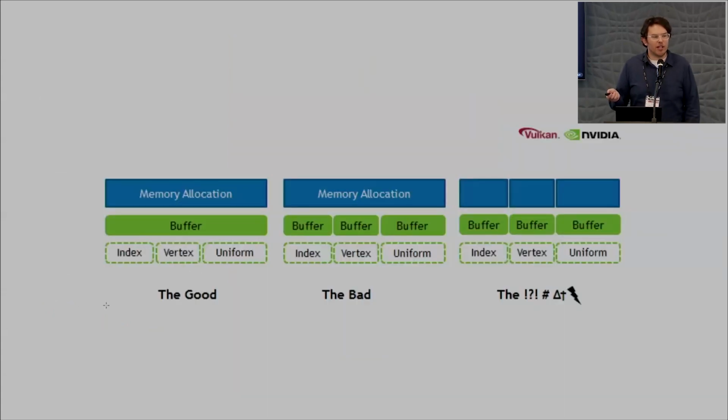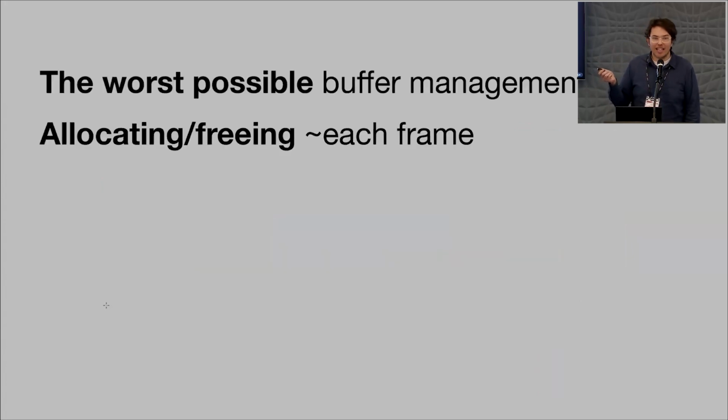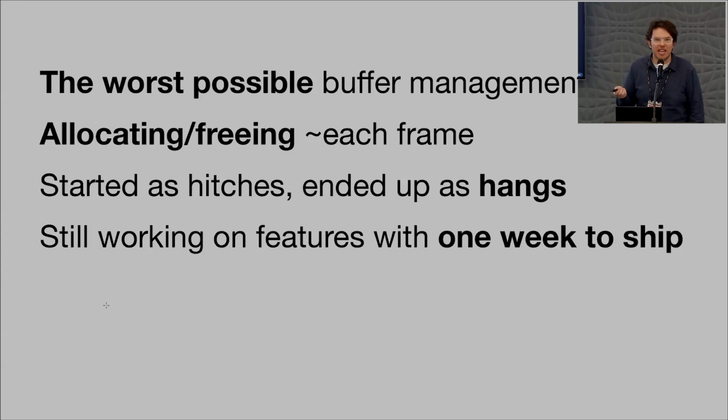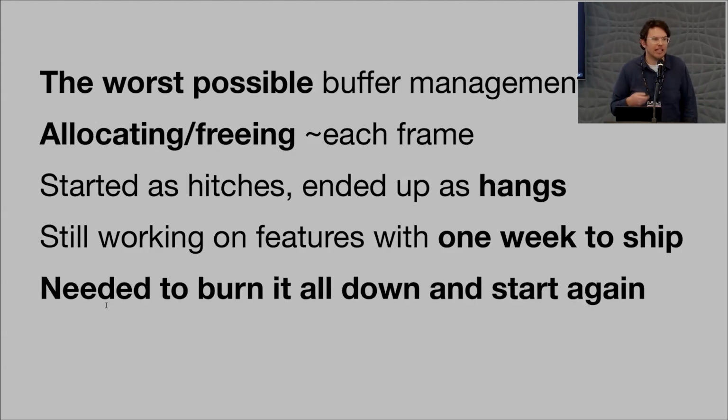If you're in this audience, you've probably either seen this image or probably made it yourself. We were all the way over here doing the worst possible memory management. We were allocating and freeing every frame. As we started adding more and more data to those face buffers, this was looking like 1.2 gig worth of data. These started as hitches and then started to end up as driver hangs. Turns out if you do enough dumb stuff, you can kill an NVIDIA driver. And we were still working on features with 1 week to ship. Like, this did start to cut a bit fine. And it was very clear to me that I just needed to burn all this stuff down and start again.